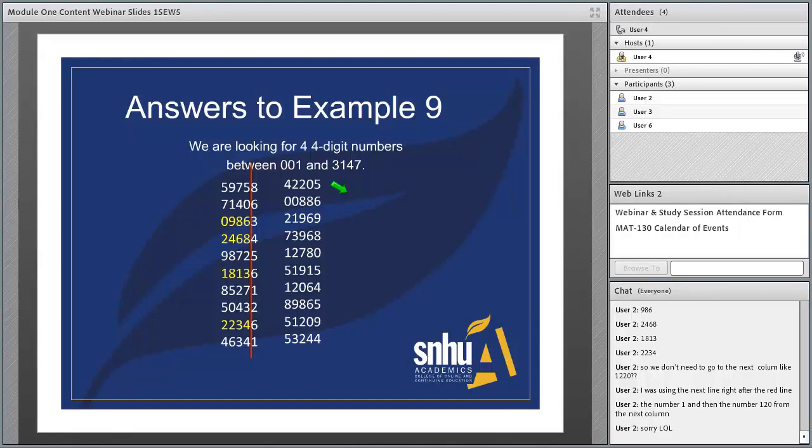So that would be another possible method of using this random number table to collect a simple random sample. If you're consistent, that would work also. Meaning if you always use the red line the same way, then you're going to get a simple random sample. It would be a different simple random sample, but the key is to always use the same method of using the random number table.